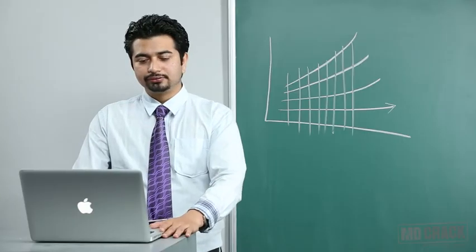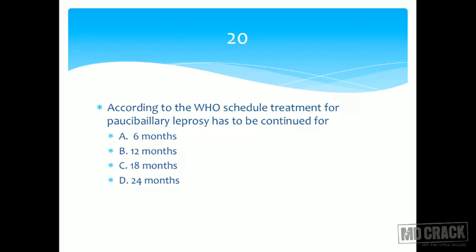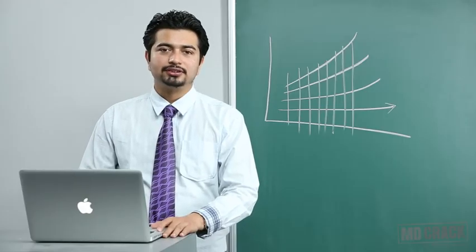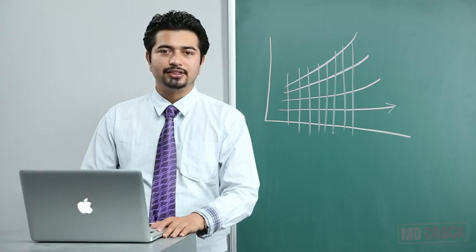The next question is, according to the WHO schedule, treatment for paucibacillary leprosy has to be continued for how many months? And the answer is 6 months. The treatment for paucibacillary leprosy we saw has to be carried out for 6 months, and the treatment for multibacillary leprosy has to be carried out for 12 months. So these are very long treatments, okay, much like tuberculosis. Paucibacillary 6 months, multibacillary 12 months. With that, we finish off this section of MCQs. I'll see you in the next class.